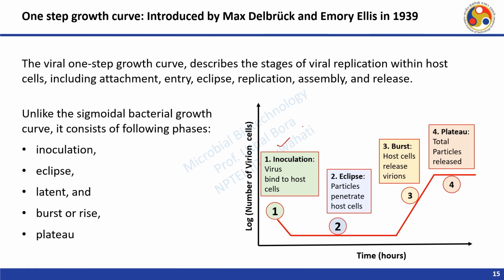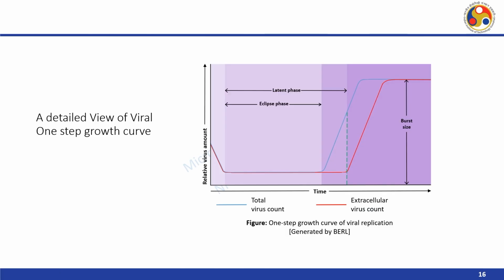The first phase is the inoculation, where the virus binds to the host cell. The second step is the eclipse, where particles penetrate the host cell. The third step is the burst, where the host cells release virions, and the fourth is the plateau, where virus particles are released. So, this diagram shows a detailed view of the viral one-step growth curve with the latent phase, the eclipse phase and the burst size.